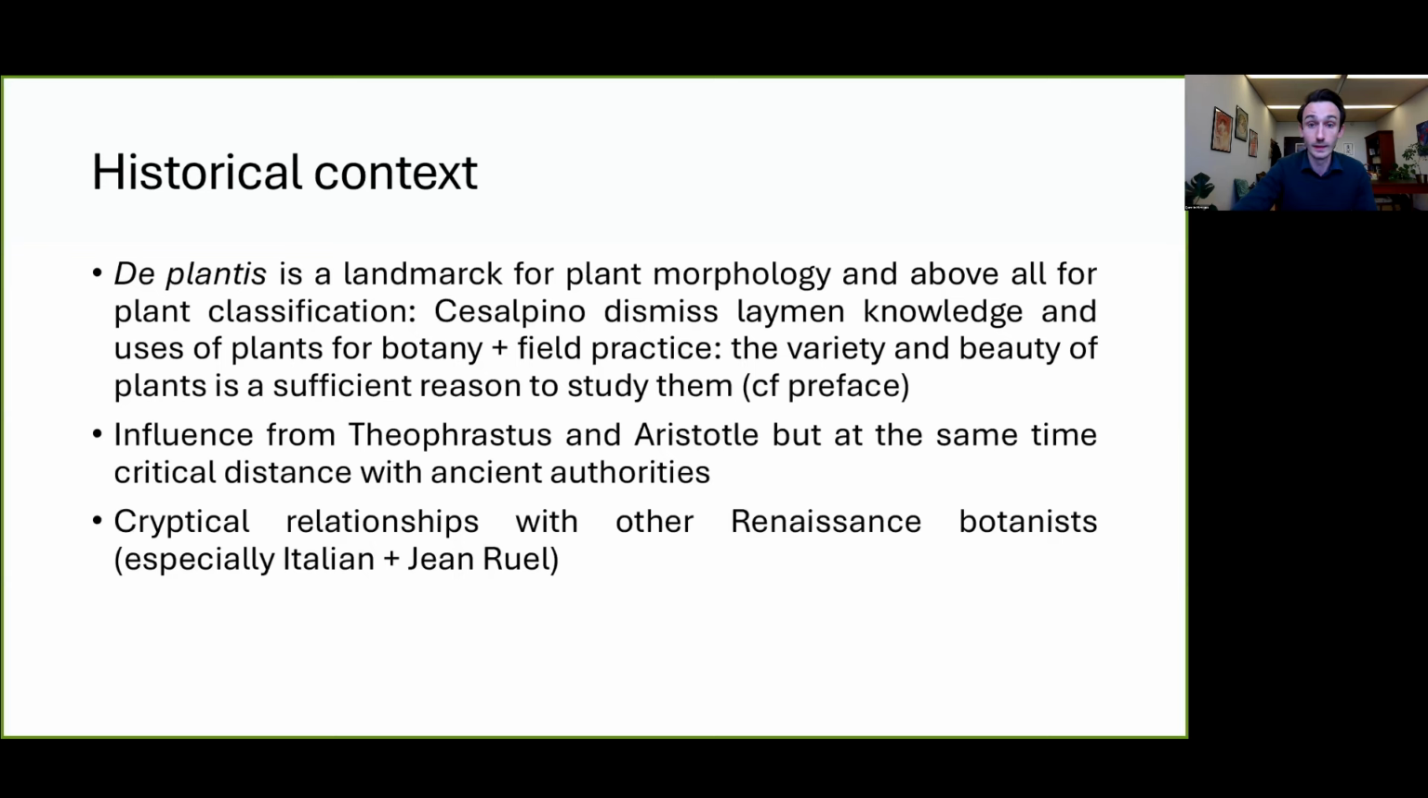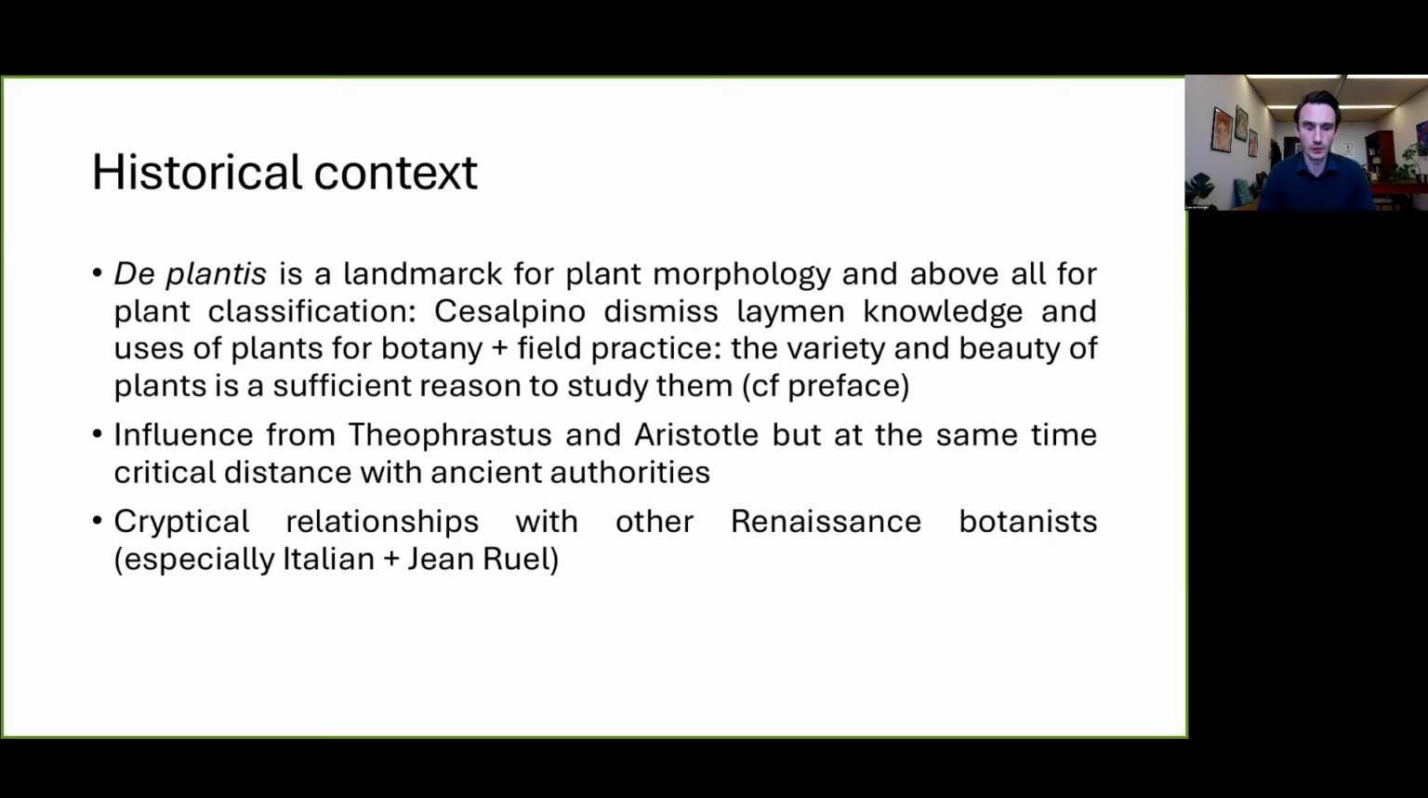Indeed, Cesalpino dismissed layman knowledge and more generally the uses of plants for classifying plants and more generally to understand botany. He developed a kind of field practice in collecting plants in the field, for example, and also in the botanic garden, as I said. And he justified his positioning of botany, saying, for example, that the variety and beauty of plants was a sufficient reason to study them. This is something he stated explicitly in the preface of his book, and something he said also in other parts of the De Plantis we are going to speak about.